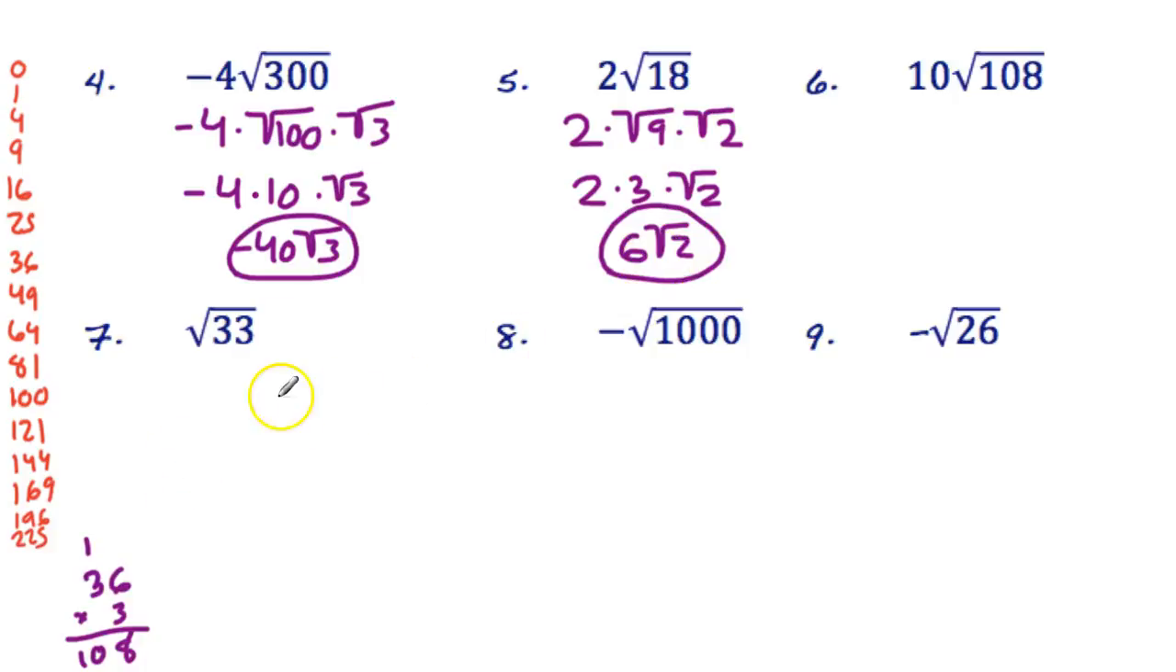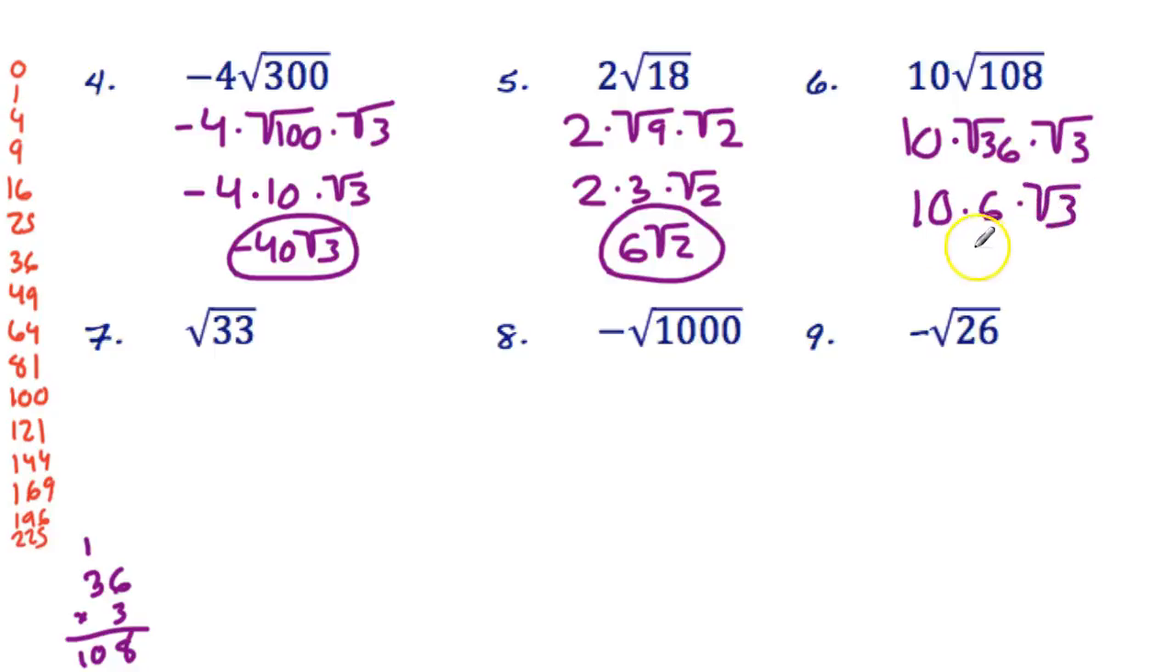So that works, 36. So this can be 10 times the square root of 36 times the square root of 3. Square root of 36 is 6. So we have 10 times 6 times square root of 3, and that becomes 60 square root of 3. All right, we're moving.